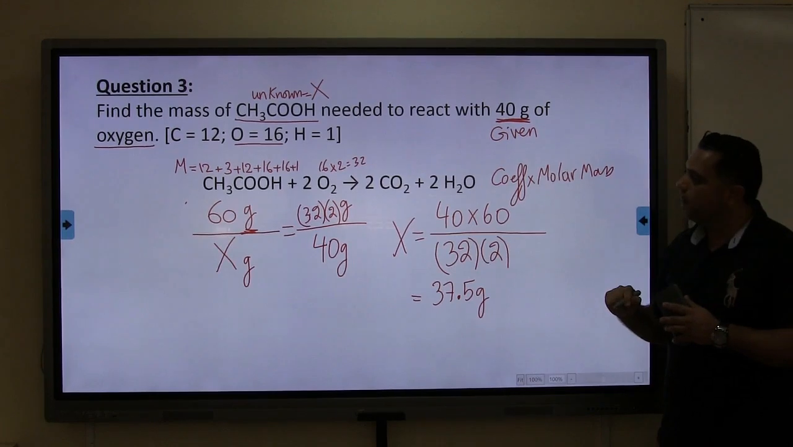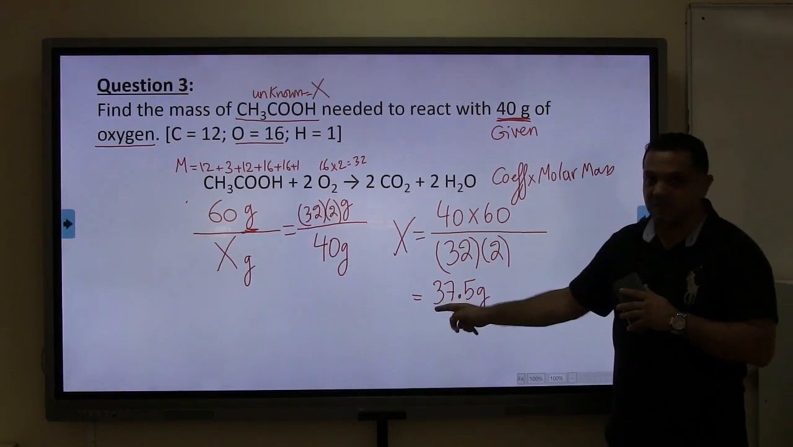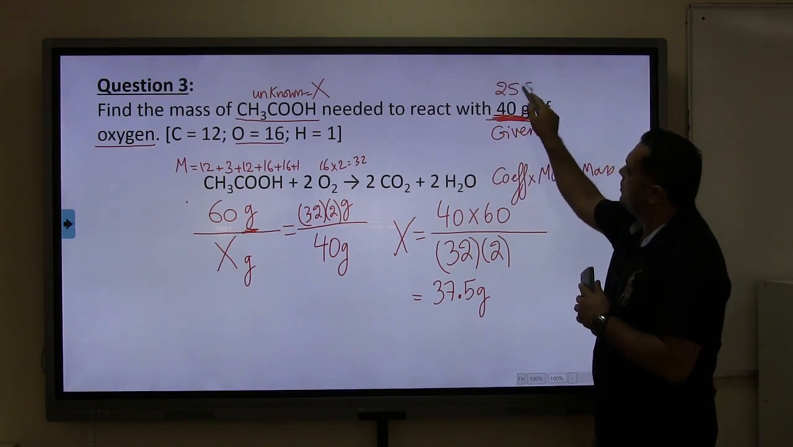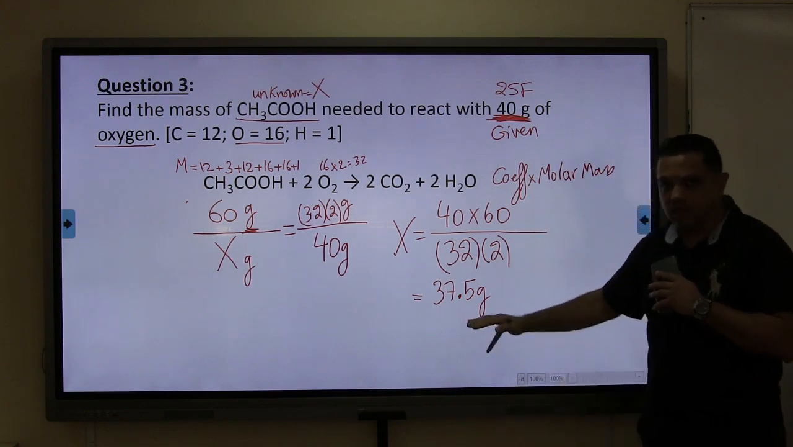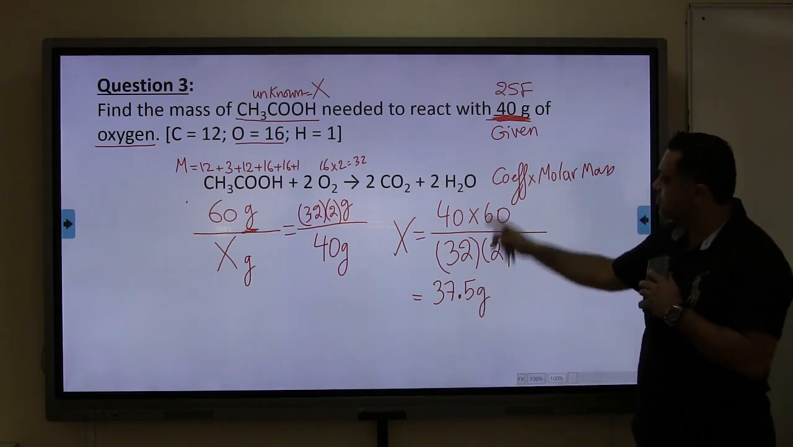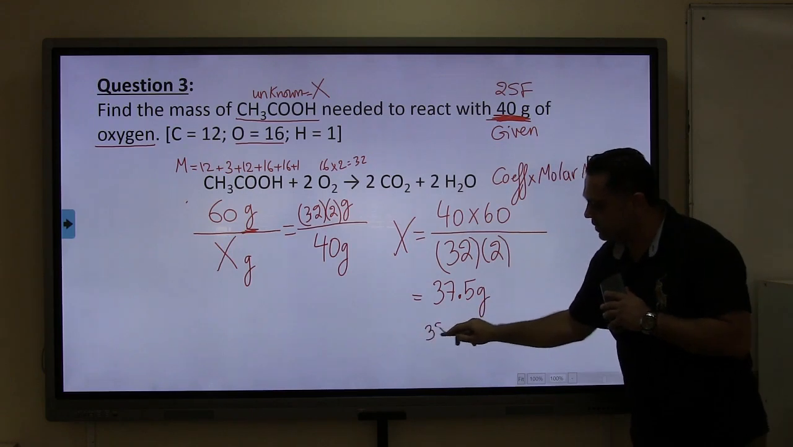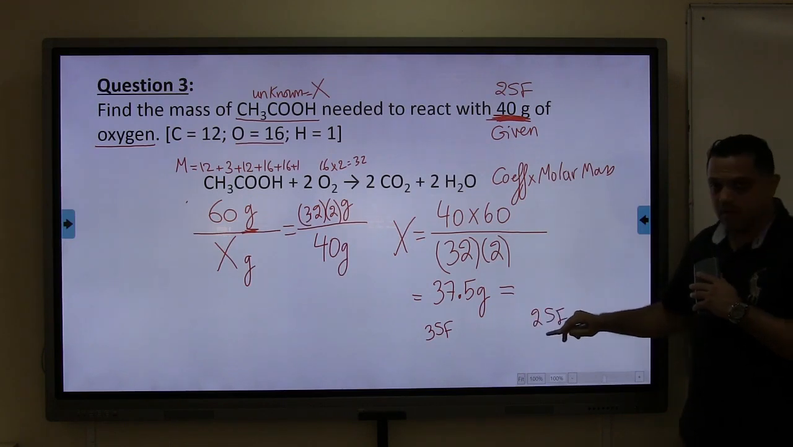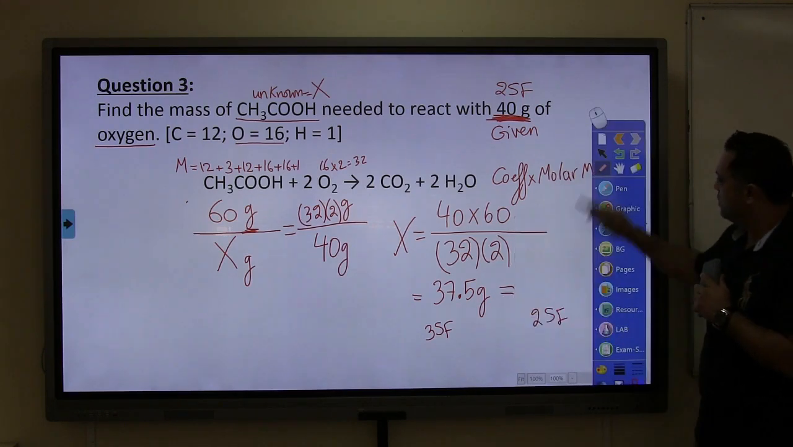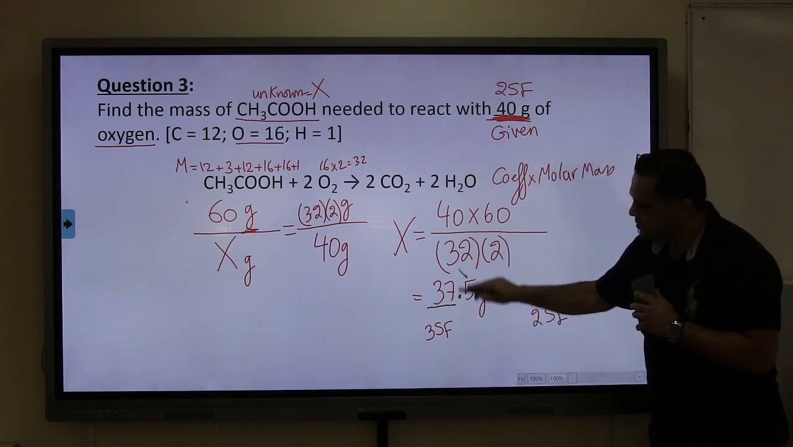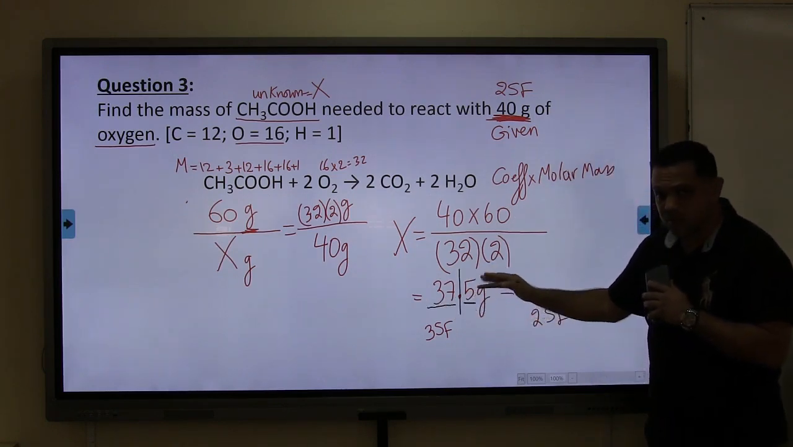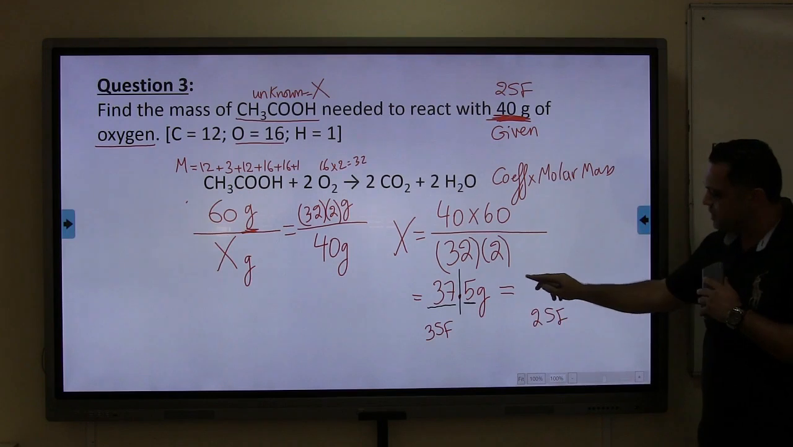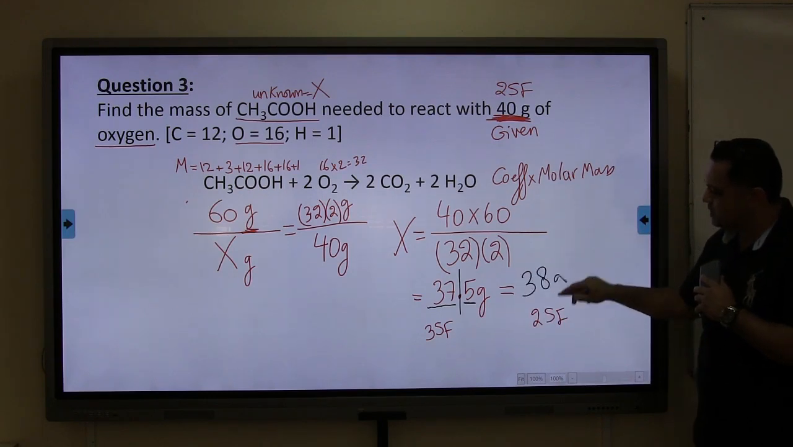37.5 grams. If we look here, my answer is 3 significant figures, and the given is 2 significant figures. So therefore, I should round my answer to the correct number of significant figures, which will be 2. So here, if I have 3 significant figures, then I need to round it to 2 significant figures. I will choose 2 numbers, and then I will look at this number. This number is 5 or more, so I will add 1 to 7. So in this case, it will be rounded to 38 grams.